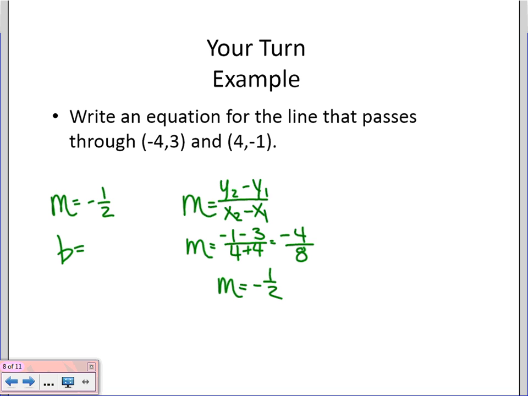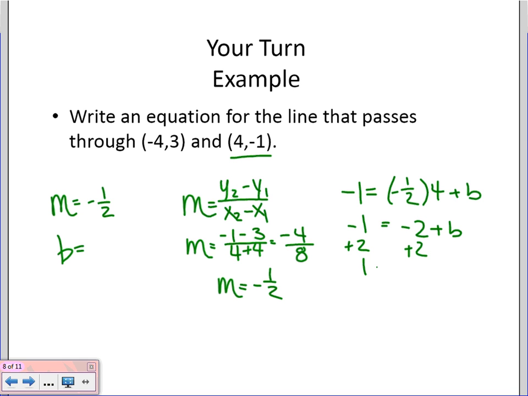Okay, and then this kind of depends on the one that you chose. So I'm going to choose this second one again. And let's see, we get negative 1 equals negative 1/2 times 4 plus b. We get negative 2 plus b equals negative 1. Add 2, and we get 1 equals b. Okay, so if you did this point, you would get the same b as I did. And we write our equation as y equals negative 1/2 x plus 1.